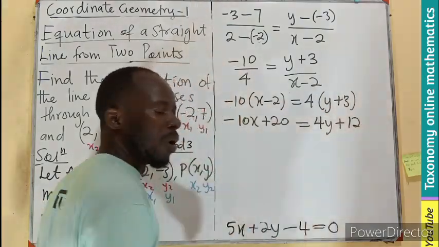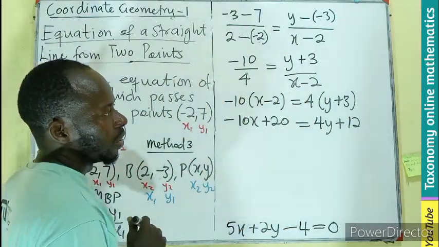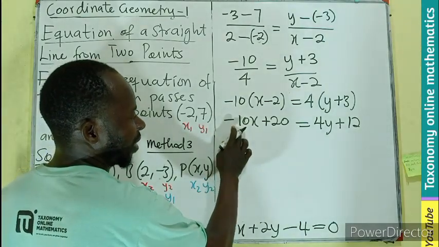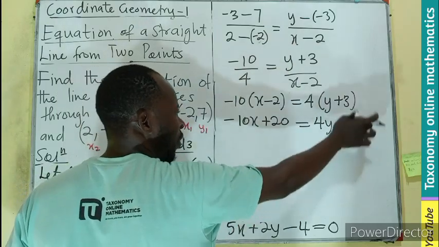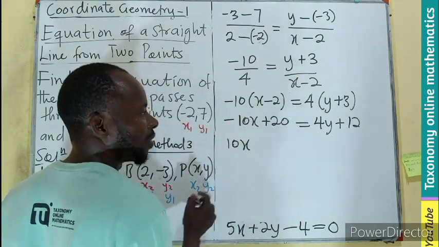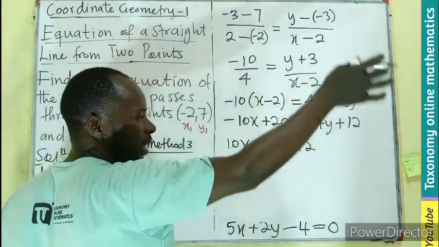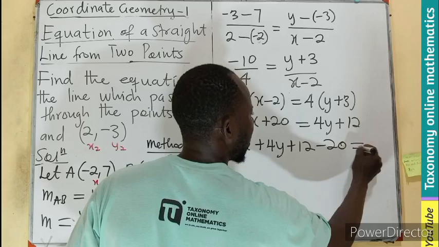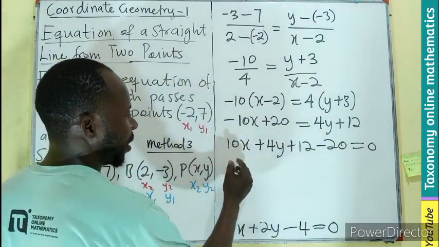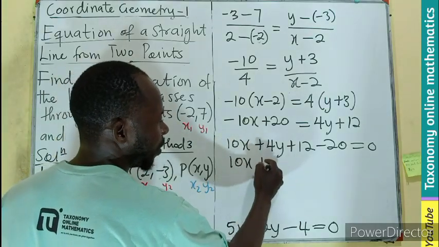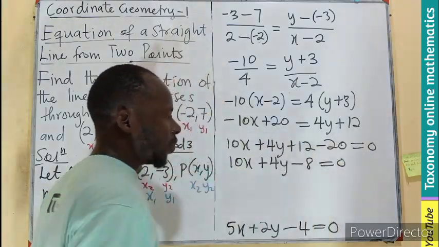4 times 3, 12. So let's transpose everything from this side into this side. So what is it going to be? Let's move all of here to the right so that we make this positive. If this one goes there, it becomes positive 10x, then plus 4y plus 12. This is also going there, so minus 20 equals 0. We can compute this one here. So this is going to be 10x plus 4y. I believe you get negative 8 equals 0.